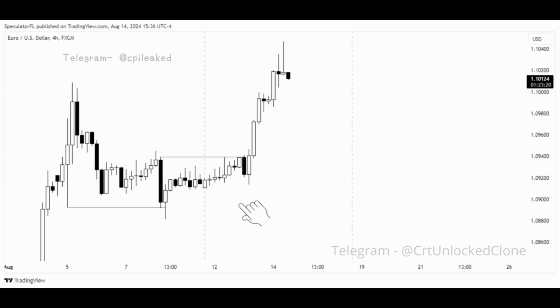Now what you can see right here is that during Monday we did not do anything significant at all. The reason I'm saying that is because you can see this CRT high, and on Monday we just stayed inside of it without doing anything, so I stayed away. But then on Tuesday, first of all, we took out this 4-hour CRT high, which is our initial target, but our target doesn't end there.